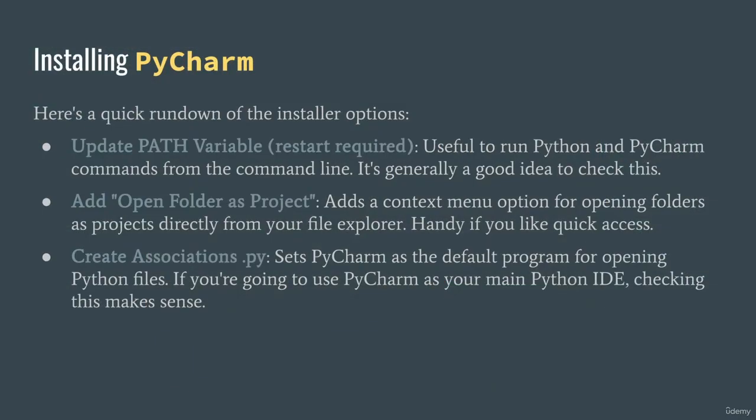On the Windows operating system, you'll see a few optional settings during installation. First, there's the option to update the path variable. This allows you to run Python and PyCharm commands directly from the command line, recommended if you want easy access. Next, there's Open Folder as Project, which adds a right-click option to open folders in PyCharm straight from your file explorer, which is a useful shortcut for quick access. And finally, there's the option to create associations for .py files, making PyCharm the default program for opening Python files.